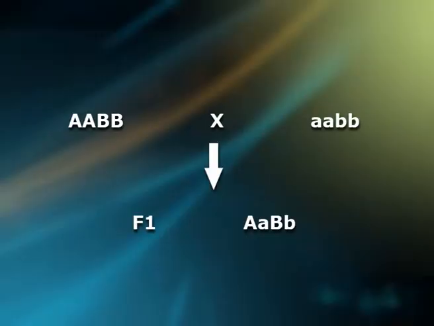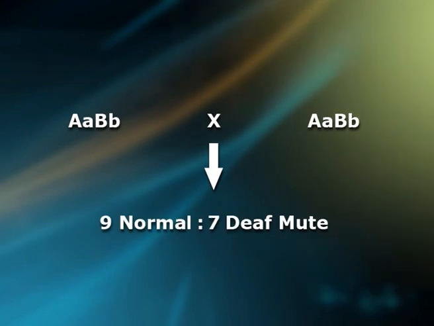When a normal hearing person represented by capital A capital A, capital B capital B is crossed with a deaf mute represented with small a small a, small b small b, it produces a normal hearing person with the genotype capital A small a, capital B small b in F1. If the F1 individuals are crossed among themselves, they produce 9 normal persons and 7 deaf mute persons.